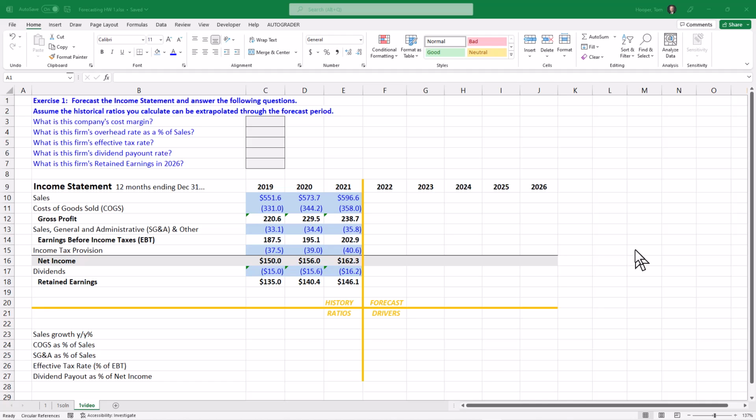Welcome to Pro Forma Modeling. We're going to start by forecasting this income statement. It's a simple income statement that we can forecast by itself without a balance sheet or cash flow statement. We're asked to do so and then answer a few of these questions up here.